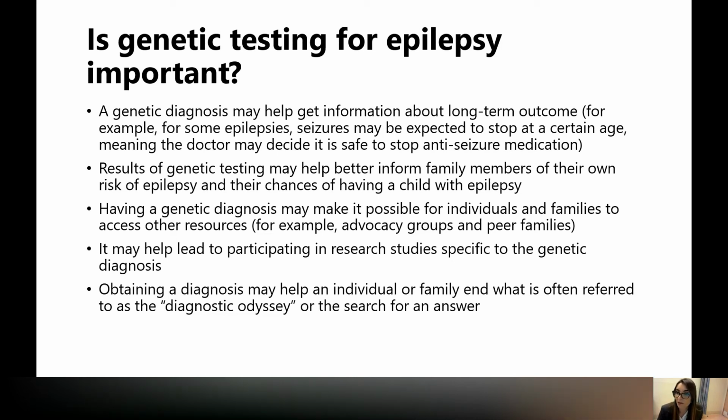That might also help to better inform family members of their own risk and also their chances of having a child with epilepsy. So for example, if you have a patient with epilepsy and their sibling wants to have children, maybe that sibling would like to know if they have a chance of having a child with the same disease. It also makes it possible for individuals and families to access other resources. So for example, advocacy groups and peer families, which are very important. It may also lead to participating in research studies that are specific to that genetic diagnosis.